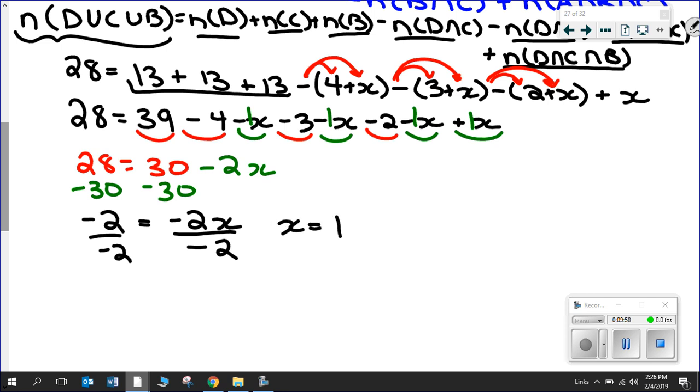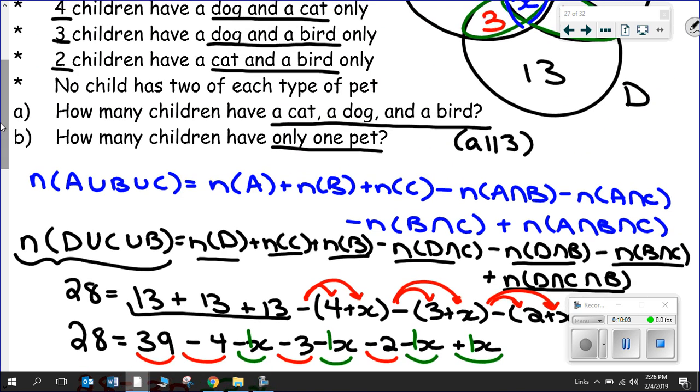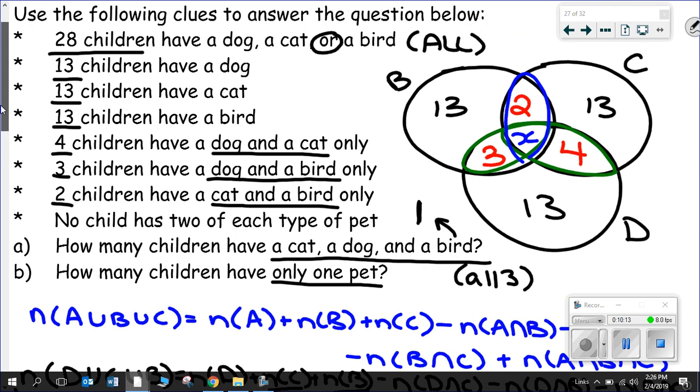So that is the number of kids that have all three. There is one kid who's lucky enough to have all three. So how many have a cat and a bird and a dog? That is one kid. So if I go to my Venn diagram, this middle number here, where there is an X, it is a 1 now. So the last step of this problem is to figure out those 13s, because the 13 was not birds only, cats only, dogs only.